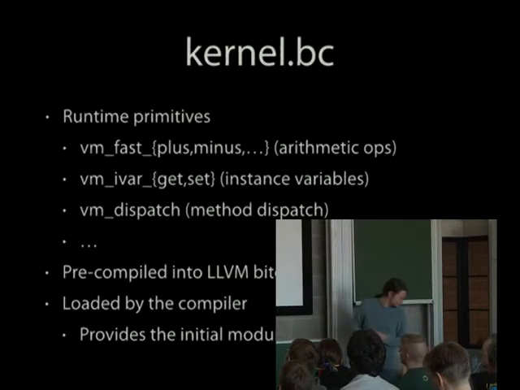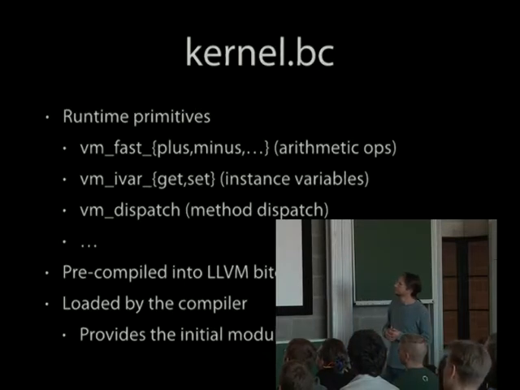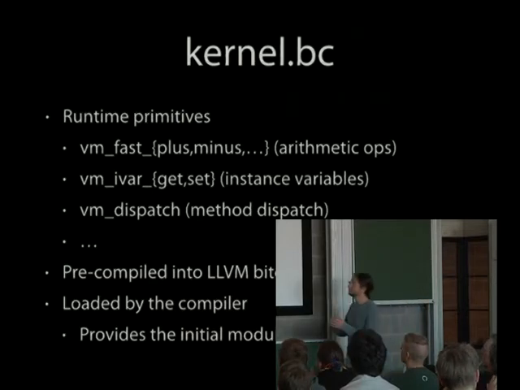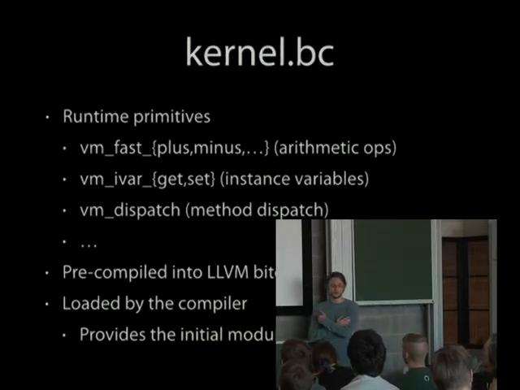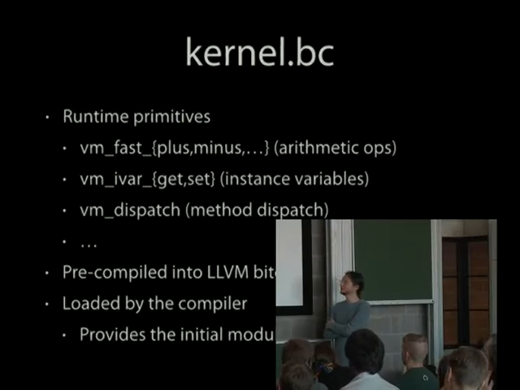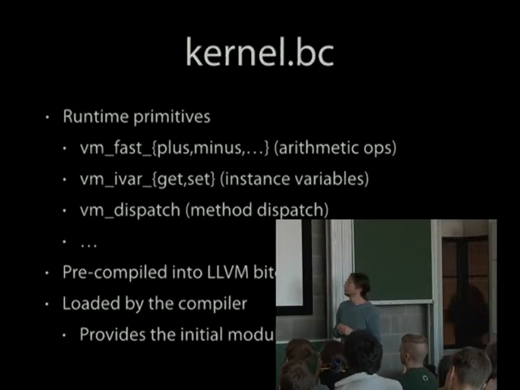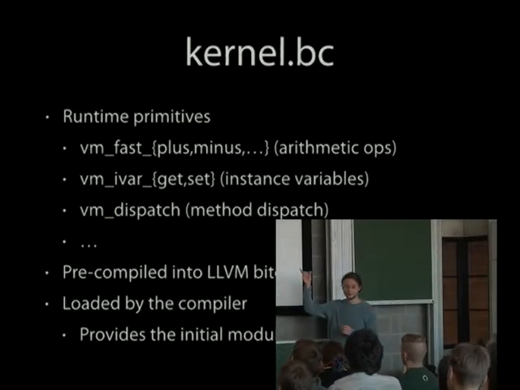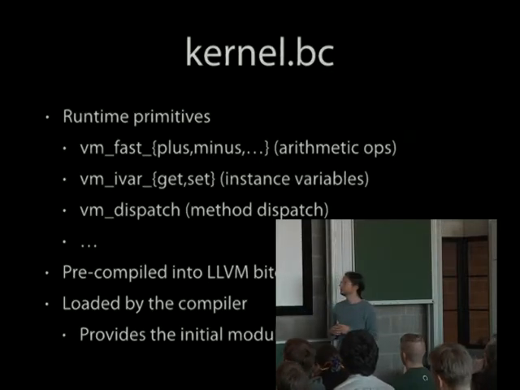Then there is something we call the kernel in the compiler, and this is where LLVM is starting to be very, very interesting. So we wrote a bunch of runtime primitives. These are the functions that the compiler will generate calls to. This is basically our runtime primitives. For example, we have a primitive for arithmetic operations. We have one to deal with instance variables, so get or set. We have one for method dispatch.